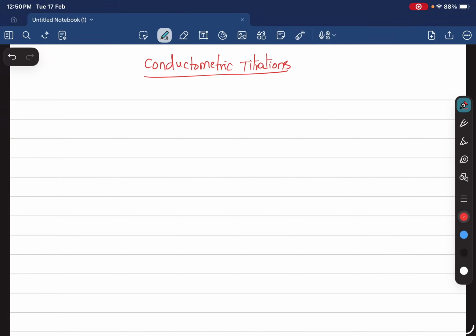Hello dear students, this is the last lecture in the electrochemistry chapter, lecture 10. Let's start our conductometric titration concept.